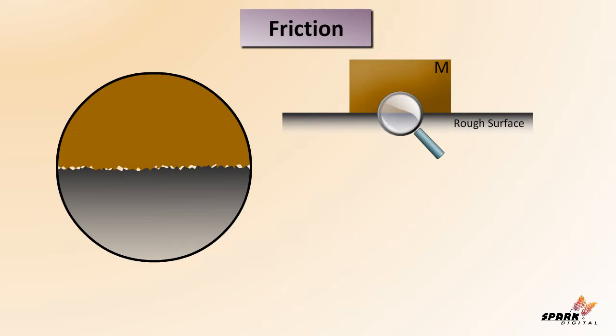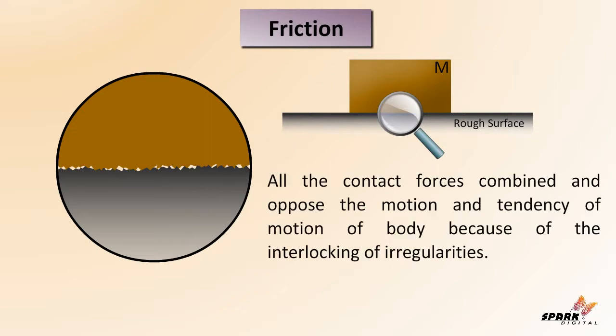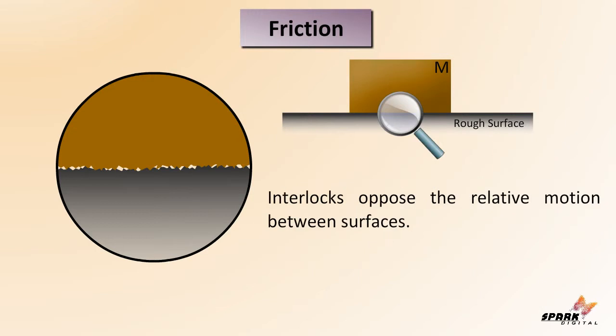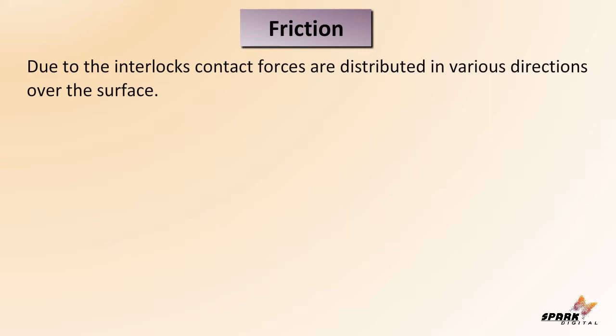Actually, they have contact at several points, as you can see here. It means that whenever a body is in contact with the ground, it is in contact at different points, so they will experience different contact forces at different points. Now, all the contact forces combined oppose the motion and tendency of motion of the body because of the interlocking of irregularities. Interlocks oppose the relative motion between surfaces. Due to the interlocks, contact forces are distributed in various directions over the surface.